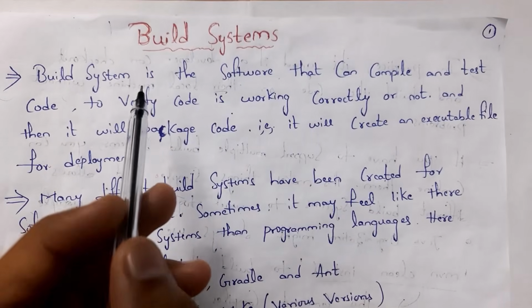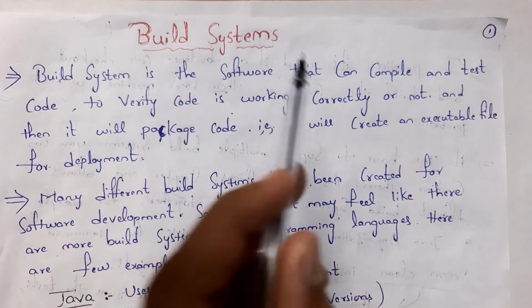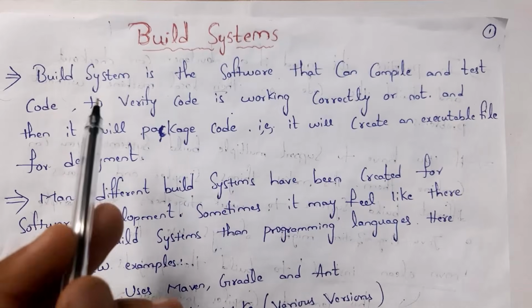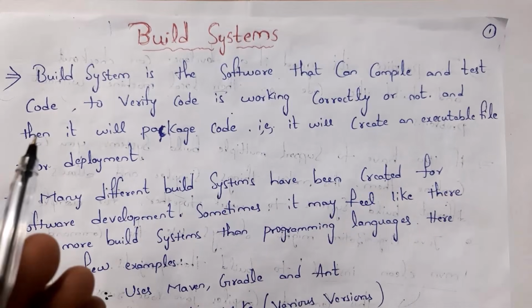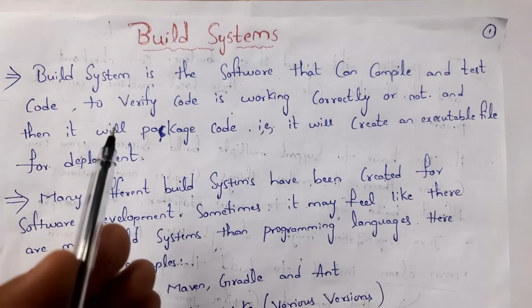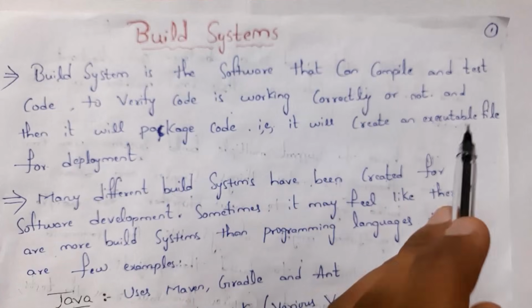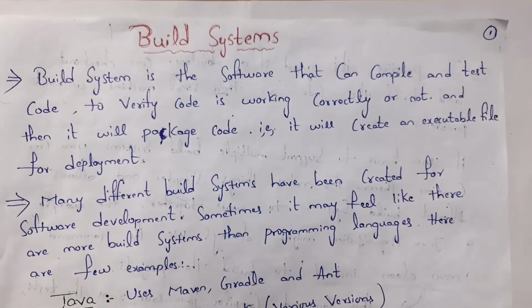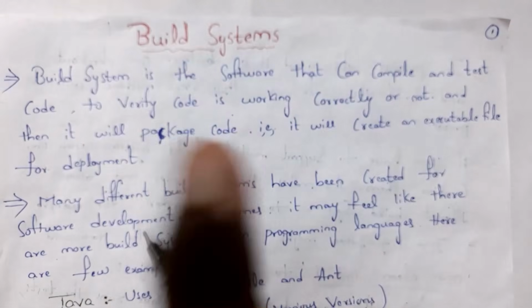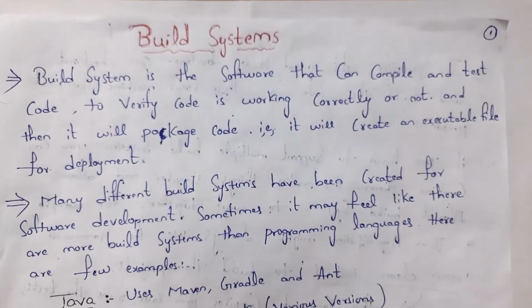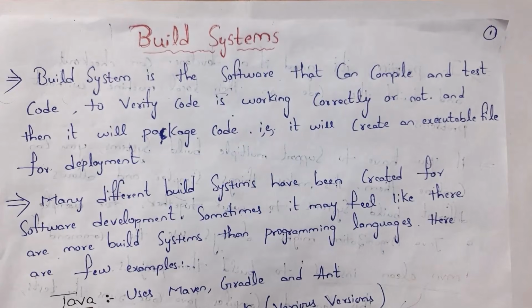So build system is nothing but a software that can compile and test code to verify code is working correctly or not, and then it will package that code, that is, it will create an executable file for deployment. So a build system is a software that will perform three operations. One is compiling code, next one is testing code, and next one is packaging that code. That is nothing but it will create one executable file.